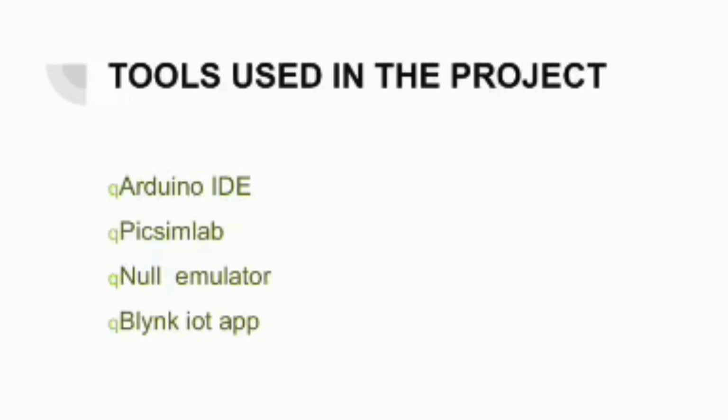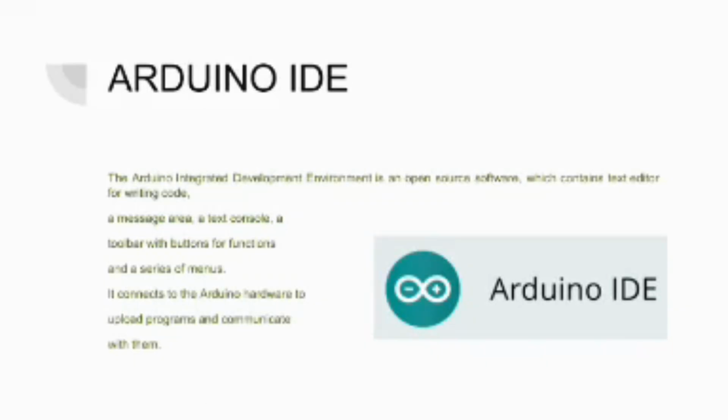The tools used in the project are Arduino IDE, PiximLab, the Node emulator, and the Blynk IoT app. The Blynk IoT app is connected to a cloud. Now, Arduino IDE, the Arduino integrated development environment, is an open source software which contains a text editor for writing code, a message area, a text console, a toolbar with buttons for common functions, and a series of menus. It connects to the Arduino.